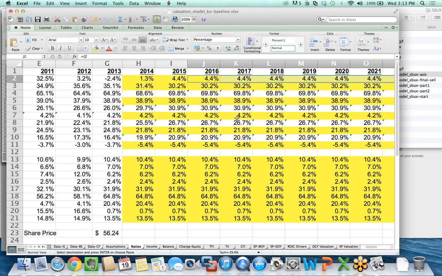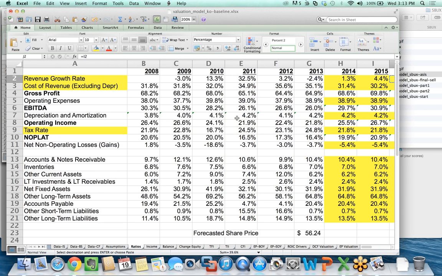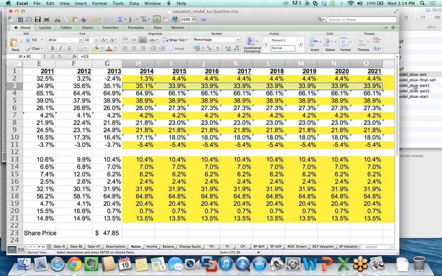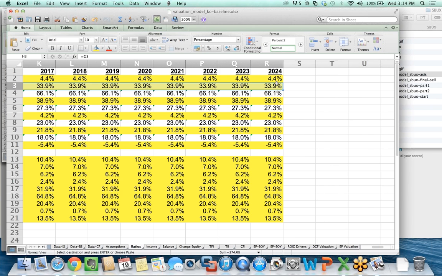Again, it just means, for our class, set the model up so that we can make reasonable assumptions and the assumptions aren't carrying over from previous companies. Another example would have been in cost of revenue. So in this case, equals previous year, copy and paste that forward.